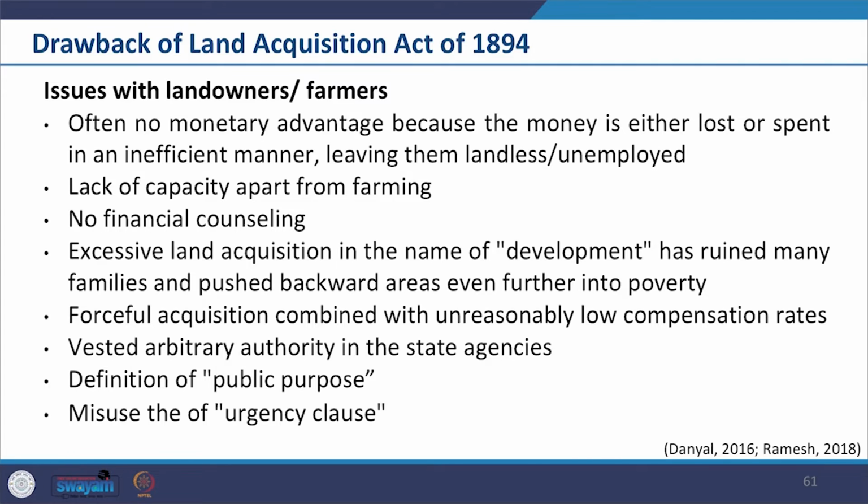We see that the methods of acquiring land under the Dated Land Acquisition Act of 1894 was considered very harsh, as observed by many researchers, because of the forced nature of acquisition combined with unreasonably low rates of compensation and vested too much arbitrary authority in the state agencies. So as per the reviews, the Act failed to address some important issues associated with land acquisition, particularly forcible acquisition.